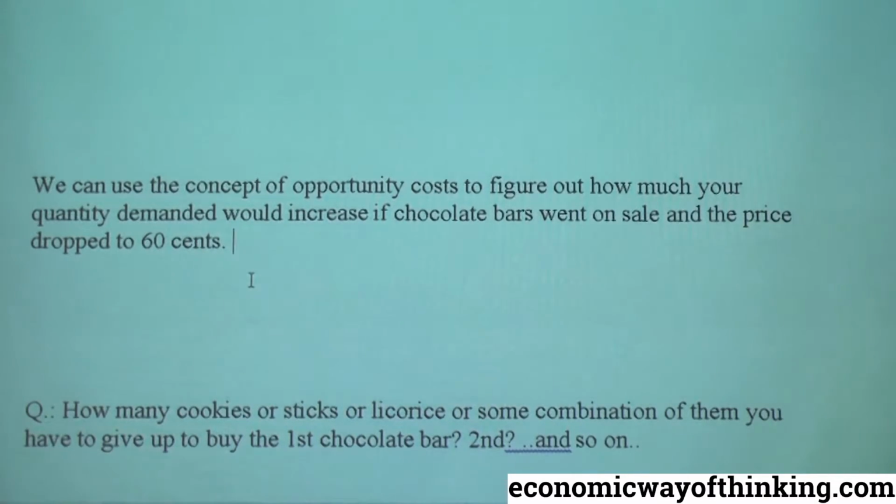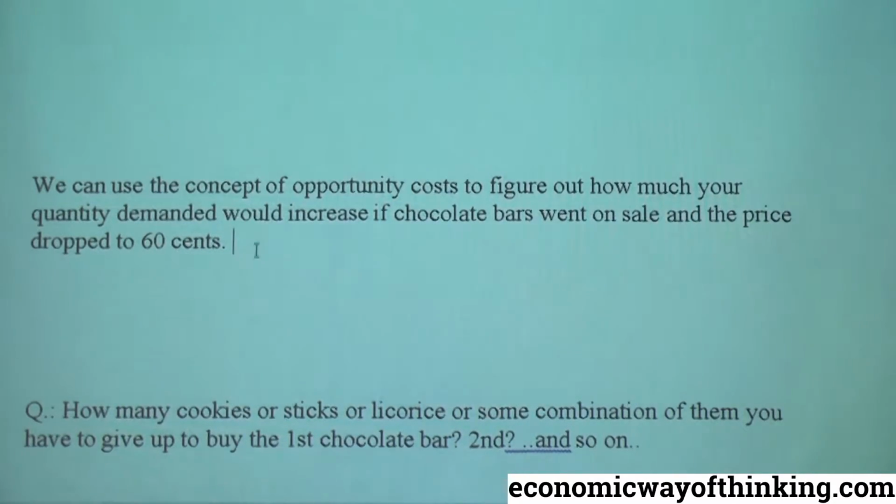So yeah, let's go through that experiment. We know that now we will be relocating each time 60 cents. For the first chocolate bar, you will get 9 points, but you will be losing 2 cookies. So 2 cookies worth 4 points. So you will be buying the first chocolate bar, right? Because the gain will be bigger than the loss.